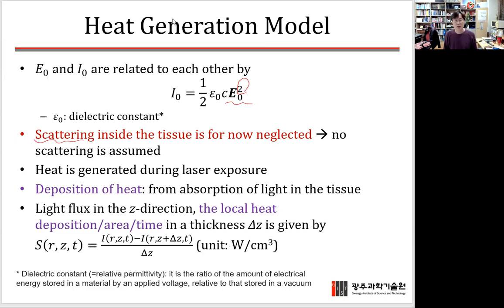The heat will be generated during the laser exposure, and the deposition of the heat will come from the absorption of the light in the tissue. So for light flux in the z direction, the local heat deposition per area and per time in a thickness of delta z can be shown as S. So S is the local heat deposition, and it can be described as the difference between the light intensity at the position z and z plus delta z, divided by delta z.